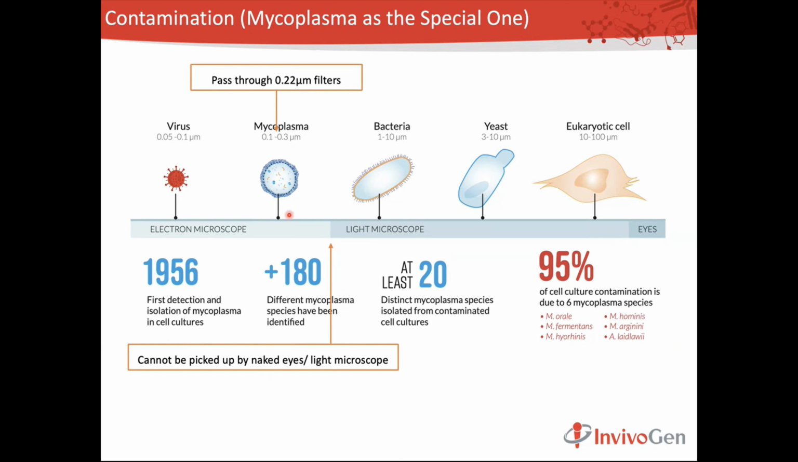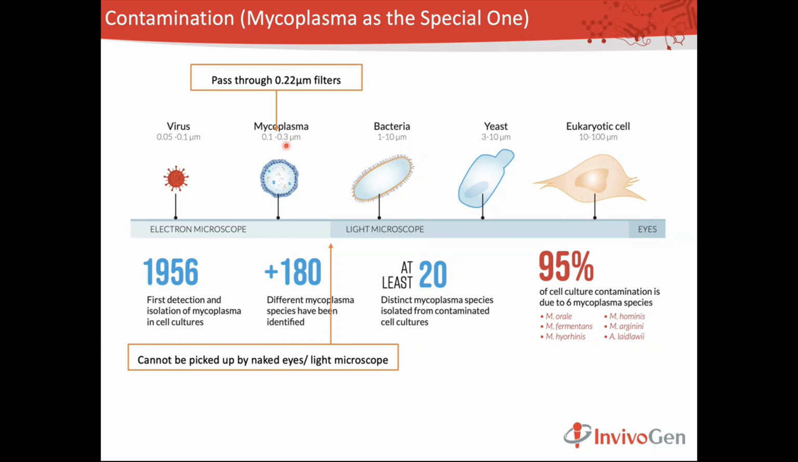It is smaller than the detection limit of the light microscope. So you can have a very severe contamination of Mycoplasma, but it looks just fine under a microscope or by naked eyes. That is the major issue for Mycoplasma. So that's why, compared to bacteria and yeast, we need some specialized method to detect it, and then we can set up the solution to eliminate the contamination.